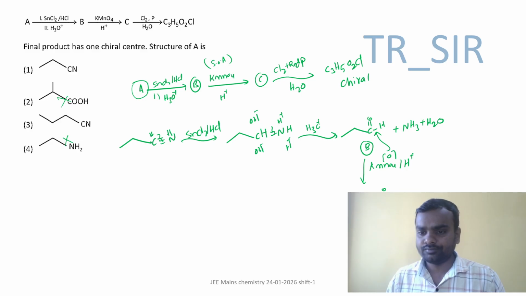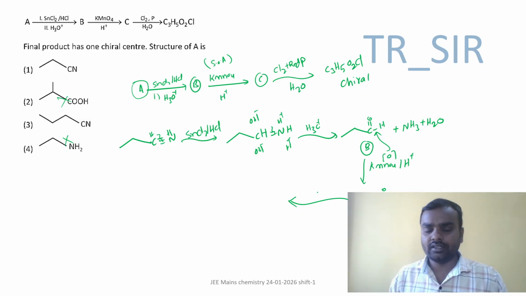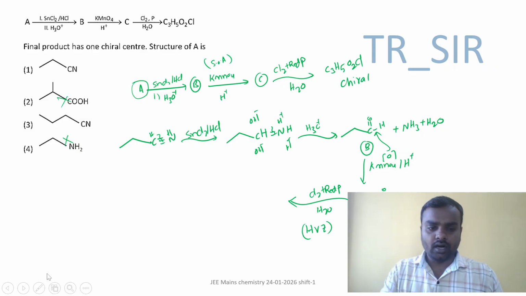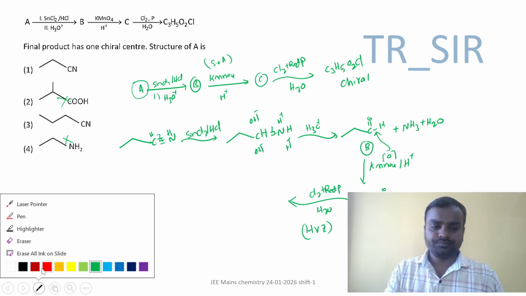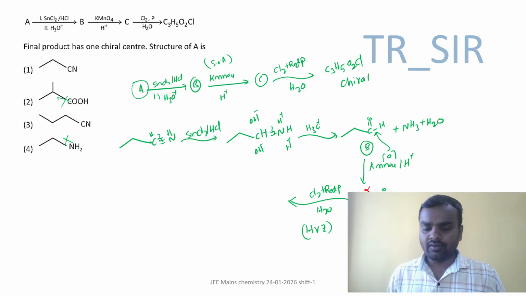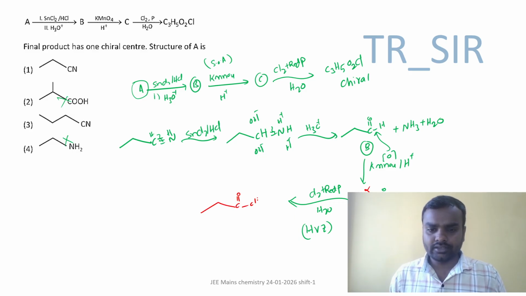Carboxylic acid. This is what you got, C. Now C, if you treat it with Cl2 plus red phosphorus followed by water, this will be the HVZ reaction. What the HVZ reaction tells is that the alpha position hydrogen is removed and replaced by chlorine. So you keep C double bond O, OH, remove the hydrogen here, and replace it with chlorine.